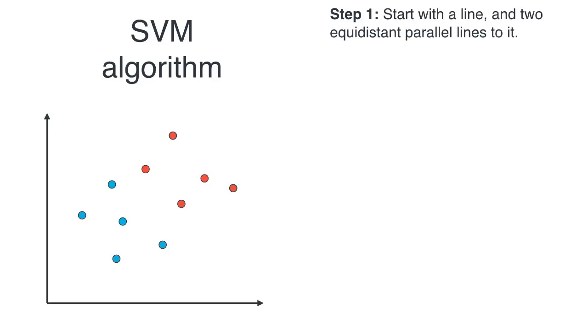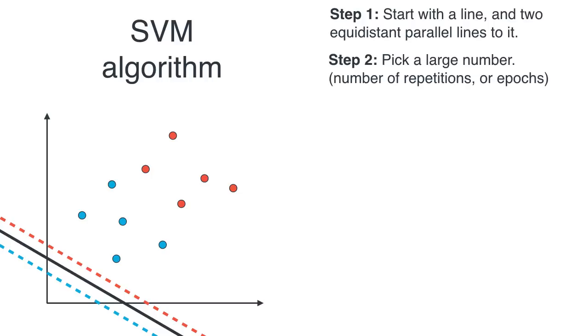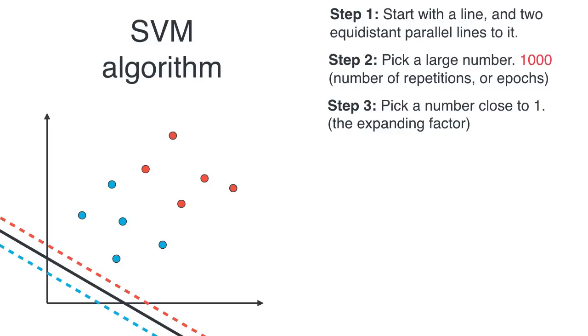Step 1 is we're going to start with a random line and two equidistant parallel lines to it. And I'm going to color them red and blue just to emphasize which side of the line is red and which side of the line is blue in order to see which points we have correctly or incorrectly classified. Step 2 is going to be pick a large number, the number of repetitions or epochs, the number of times we're going to iterate this algorithm. Step 3 is going to be pick a number close to 1, the expanding factor. And we saw it's going to be 0.99. We can pick anything, but that's the one I'm going to pick close to 1.